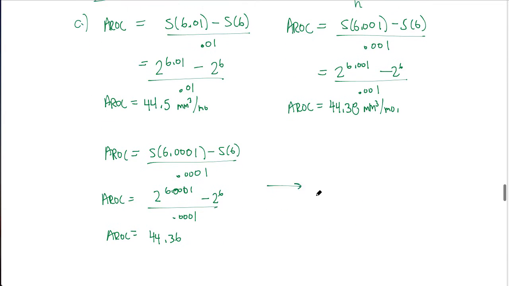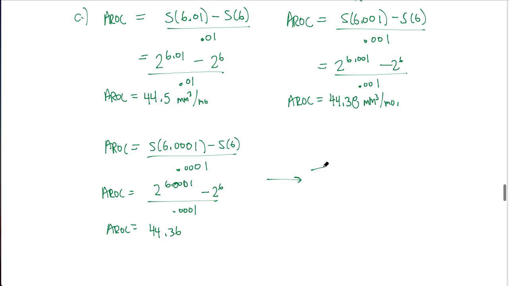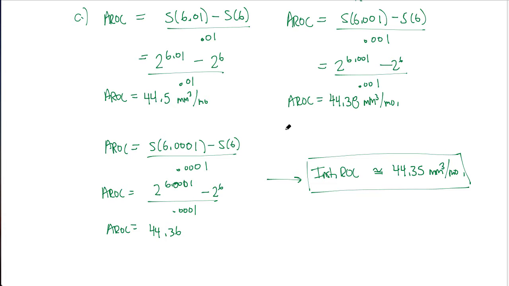I can make an estimate now of my instantaneous rate of change. It is asking again for the rate at which the tumor is growing at 6 months. So my instantaneous rate of change is going to be approximately, let's say, 44.35 millimeters cubed per month, because that is a good guess as to what this is getting closer and closer to.